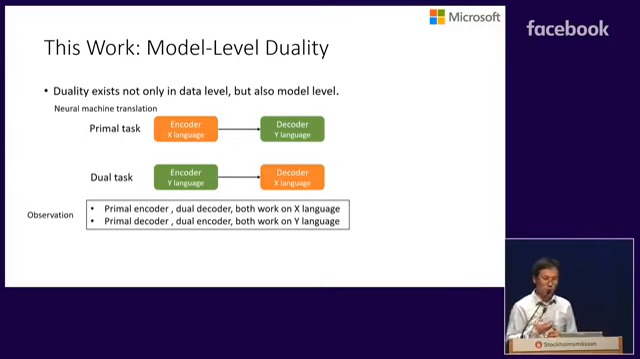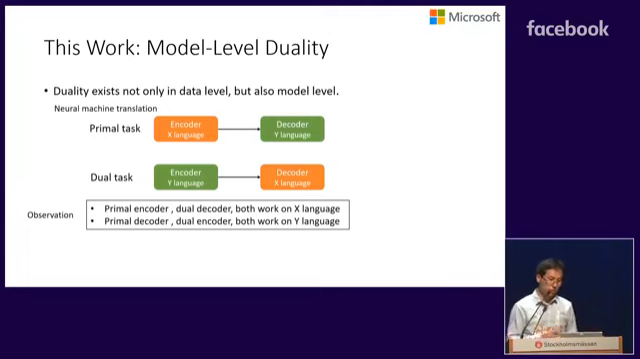Let's take a machine translation example. Suppose the primary task is translation from X language to Y language. Usually, for neural network-based methods, we have an encoder. It will take the X sentence as input and output a set of hidden representations. And we have another decoder working on Y language. It will take the hidden states from the encoder as inputs and decode and generate a sequence of Y words. Similarly, the dual task has an encoder working on the Y language and a decoder to generate X language.